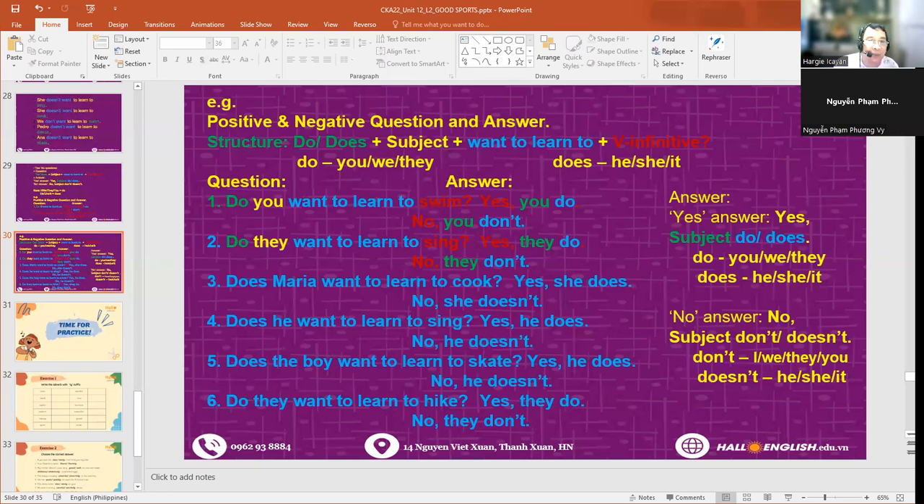Okay, edit again. Sentence number two. Yes. Look at that. So the spelling of "want" is wrong. Okay. Now this one is correct. Very good. Now this time we are going to answer the question.